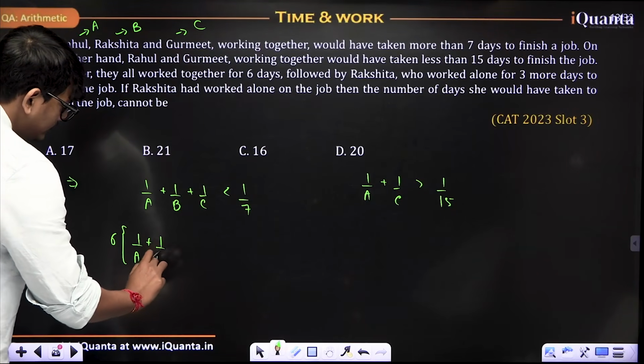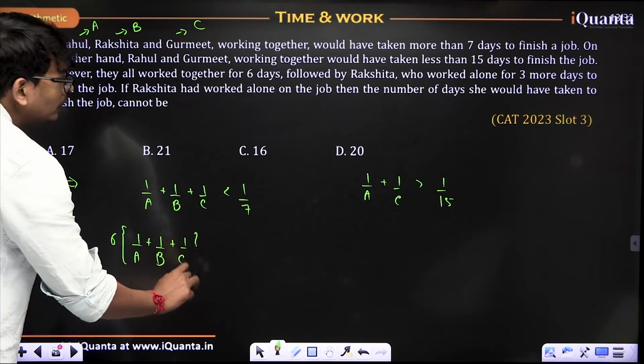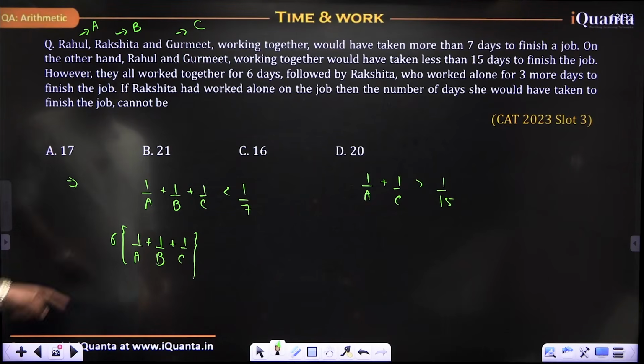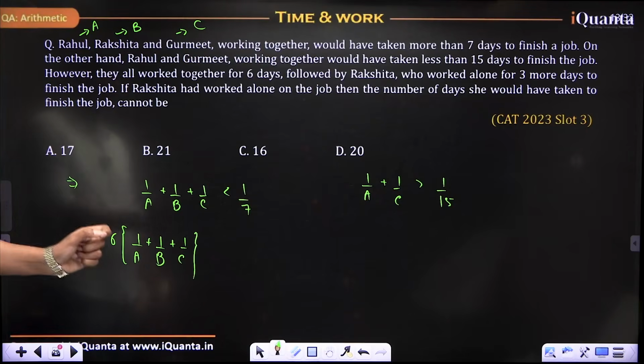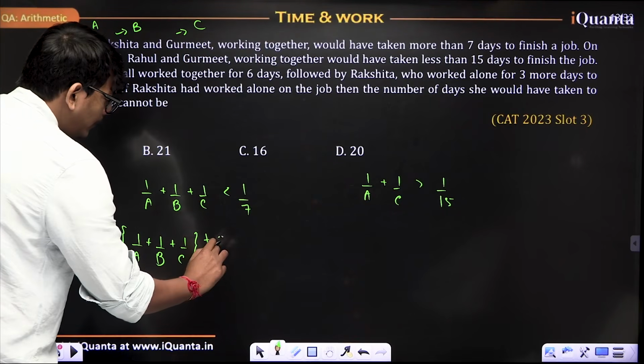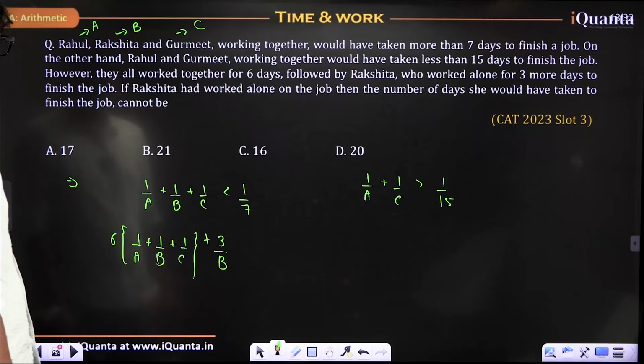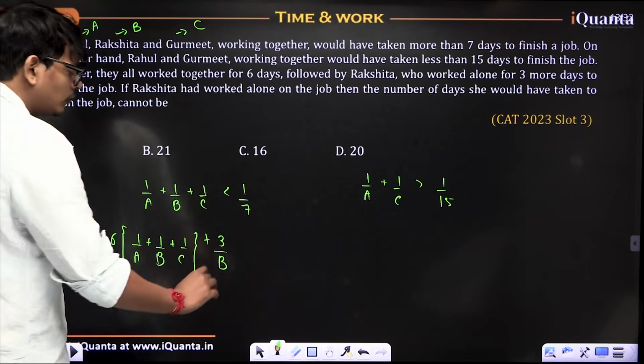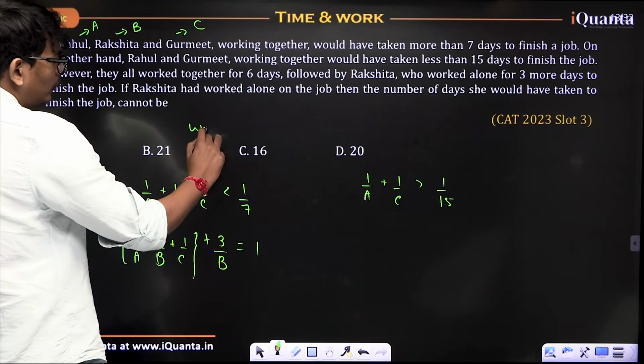However, if they all worked together for 6 days, that means these 3 persons together worked for 6 days, followed by Rakshita. Rakshita means B, who worked alone for 3 more days. So 3 by B to finish the job. The work is done. So work is 1 unit, right? Work is 1 unit.